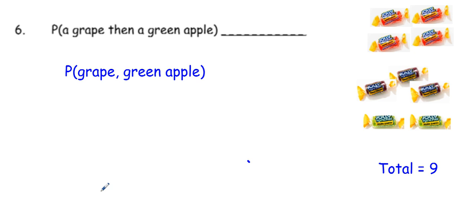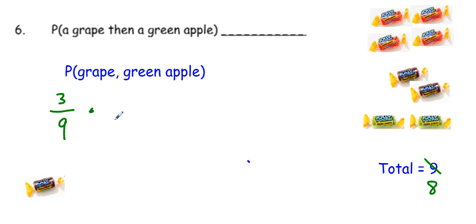What's the probability of drawing a grape candy, eating it, and then getting a green apple? Well, how many candies do I have in the bag? And how many of those are grape? So once I eat that, how many candies do I have in the bag? 8. And how many are green apple? So that's a 1 in 12 chance.